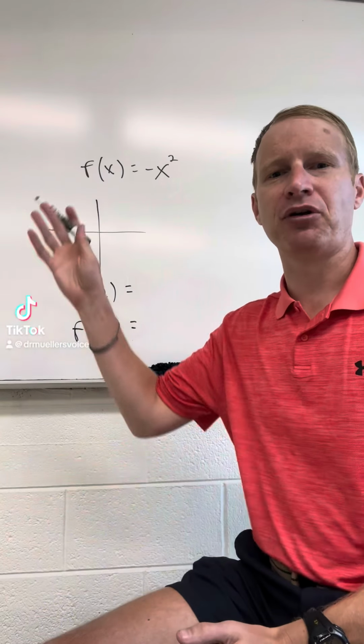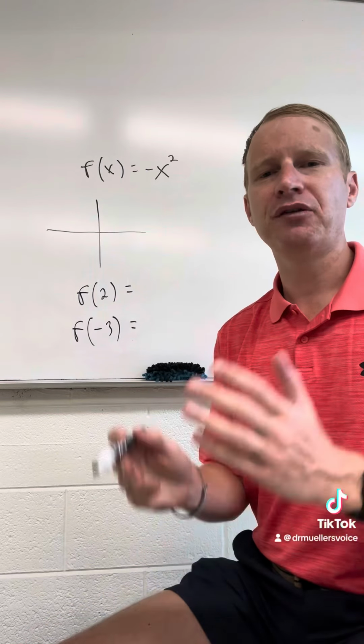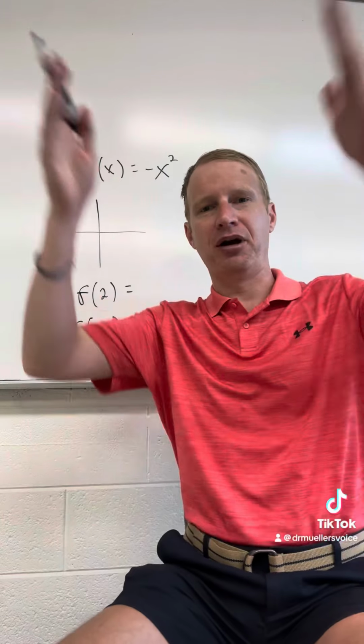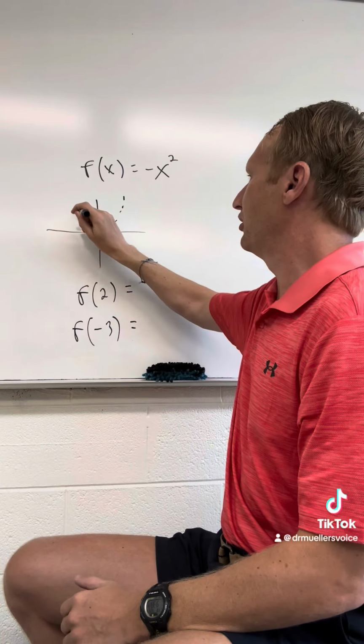I want to talk about the function behind me. We have f of x equals negative x squared. Now, what does the graph of that look like? Well, what does the graph of x squared look like? It looks like a parabola, right? It's a U that goes up. So the graph of x squared makes a parabola like that.